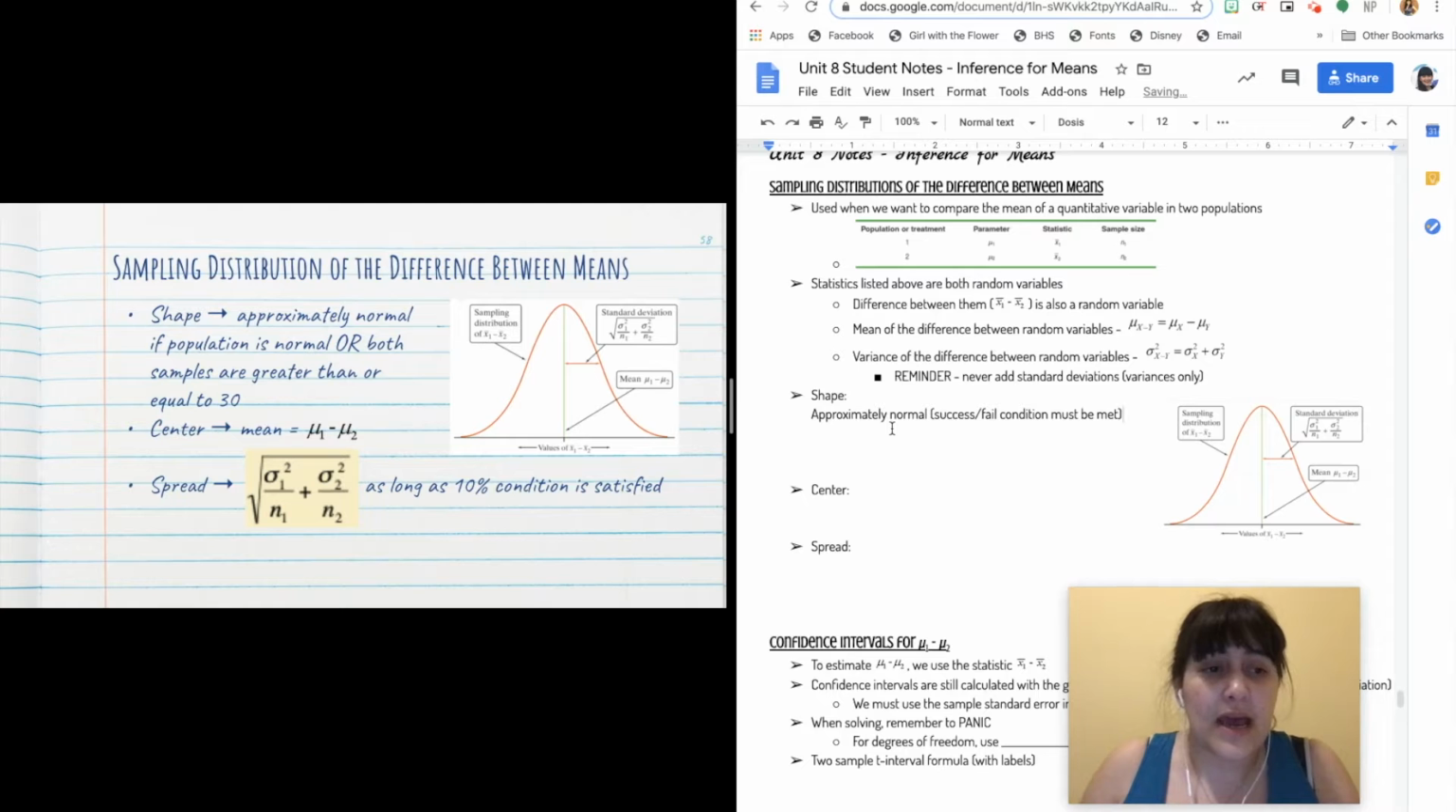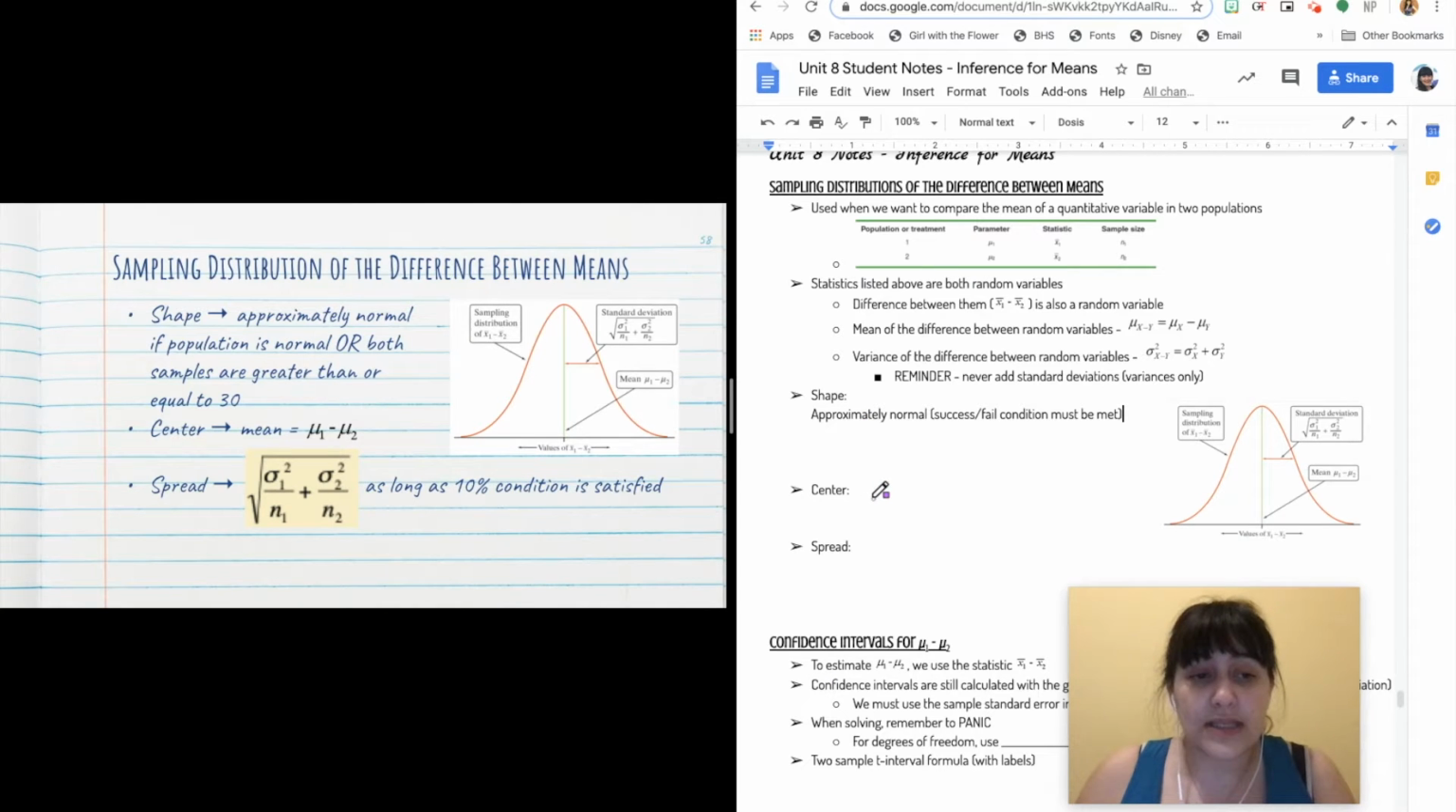So that's what it says on the left side of the screen. Approximately normal if the population is normal or both of the samples are greater than or equal to 30. That's the success fail condition. Okay, and then let's switch colors for this one. Let's do a lovely purple color here.